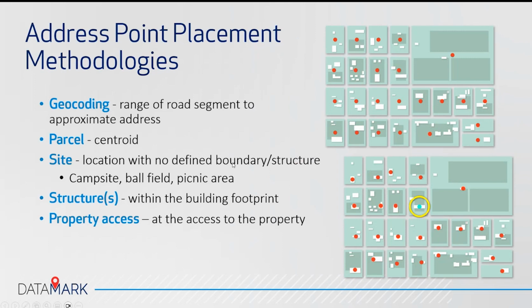Okay, so placement methodologies. The first is geocoding. This is basically saying, okay, I'm going to place my address point based on where it falls within the road centerline range. Parcel centroids. It's really just going to place an address at the center of the parcel. So if you look at the top graphic, that is indicative of a parcel placement. So you're basically just putting the point in the middle of the parcel. A site is really just a location like a park, for example, with no defined boundary or structure. So a general best practice is to place a point in the middle of the site. The structure placement is actually within the building footprint. And the property access placement is at the access to the property.